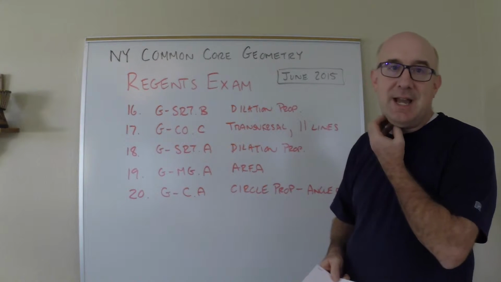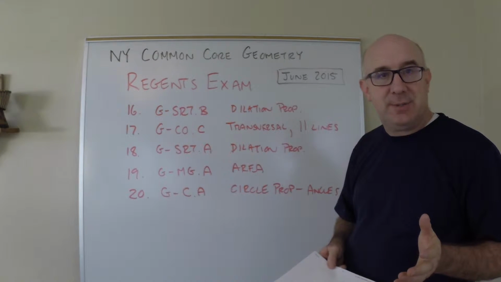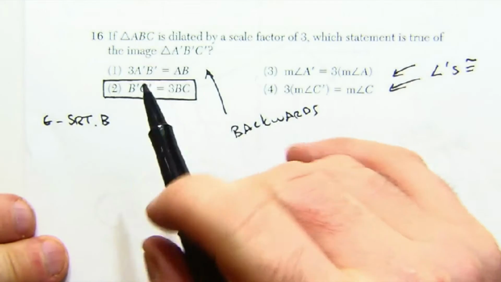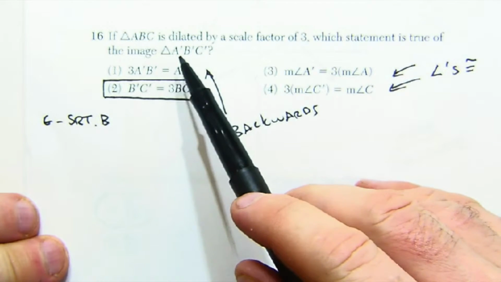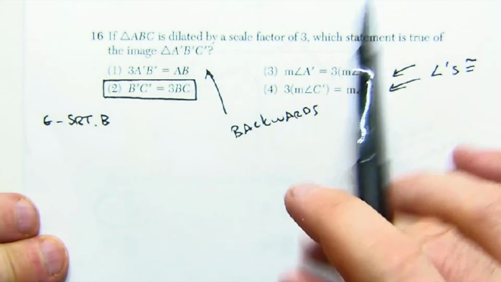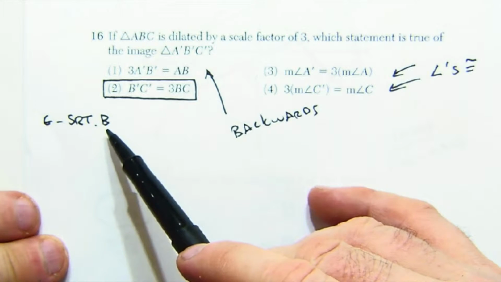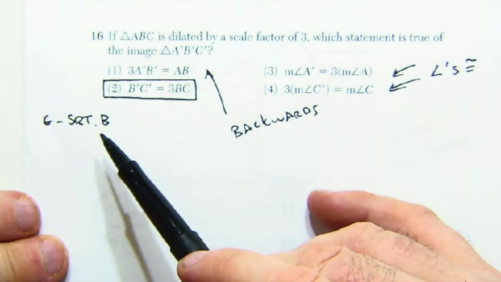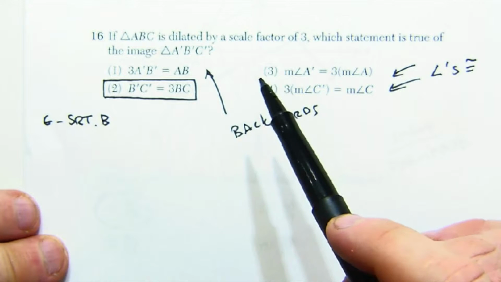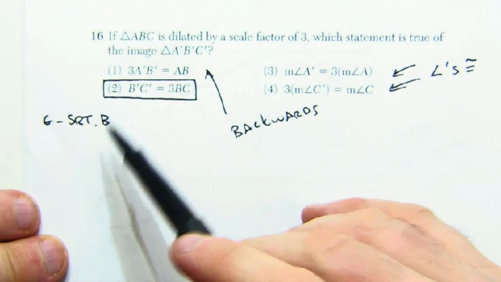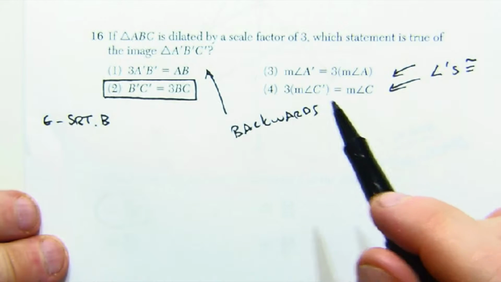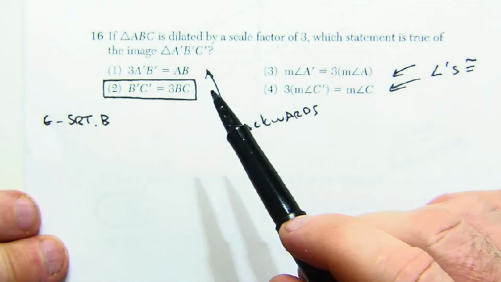So let's take a look at them individually now, and also at the materials that would have helped your students succeed with them. Question 16: if triangle ABC is dilated by a scale factor of 3, which statement is true? Now this is classified in the B range. I really think it should have been A. This is about dilation and dilation properties, and so I think this should have been an A cluster. That's okay. I'm sure they had a reason to have it in B.